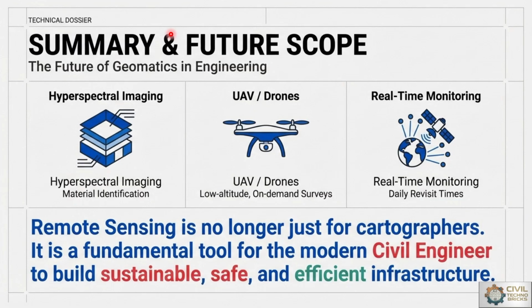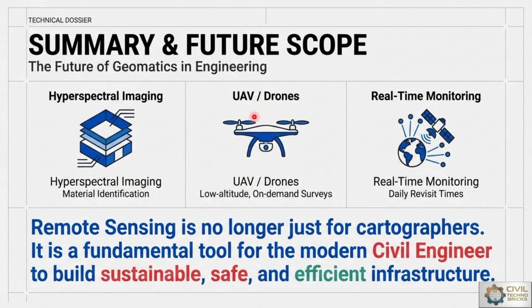The most important is the summary and the future scope point of view. Here the future of geomatics in engineering is based on three components: real-time monitoring, unmanned aerial vehicles or drones, and hyperspectral imaging. So remote sensing is an important tool for civil engineering for planning, monitoring and management purposes also. Here it supports transportation, urban planning, water resource management, disaster management, and geotechnical studies, along with environmental assessment.